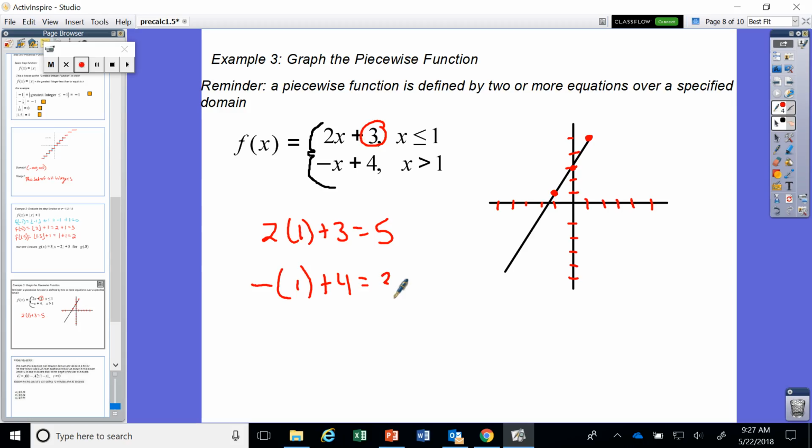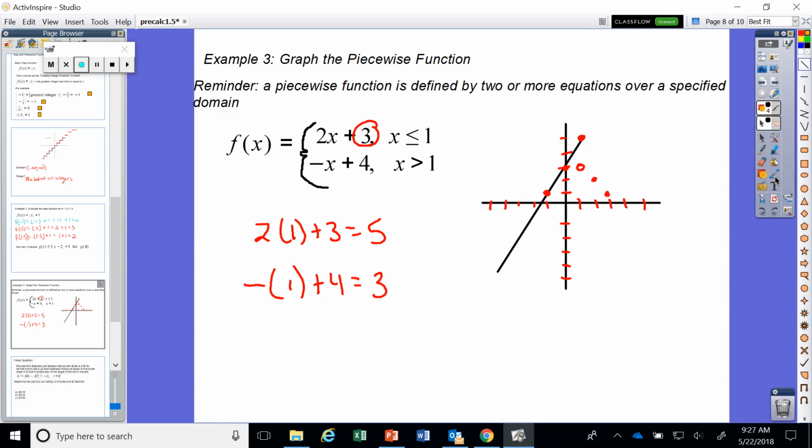So negative 1 plus 4 gives us 3. At 3, we are now going to have a hole in that graph. Let's continue to see where this function is going to go. We have a negative slope, so we're going to go down 1 over 1, and then down 1 over 1 once again. That continues the pattern off to positive infinity for those x values. And so that's what the graph of our piecewise function looks like.